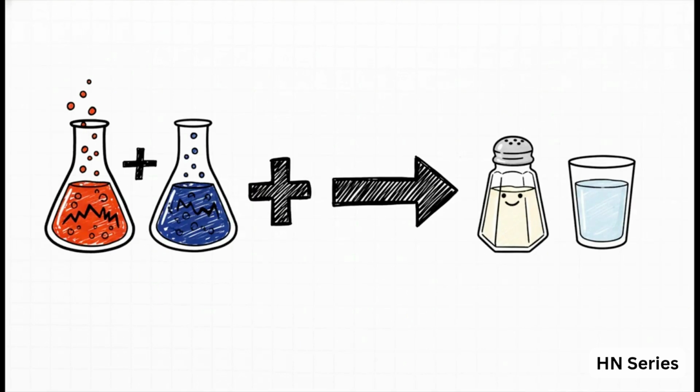That's it. And here's the absolute classic example of this. You take some really nasty hydrochloric acid and you mix it with some equally potent sodium hydroxide. And what do you get? You get sodium chloride, which is just regular table salt, and plain old water. It's amazing, right? Two dangerous things combined to make something you can put on your fries.